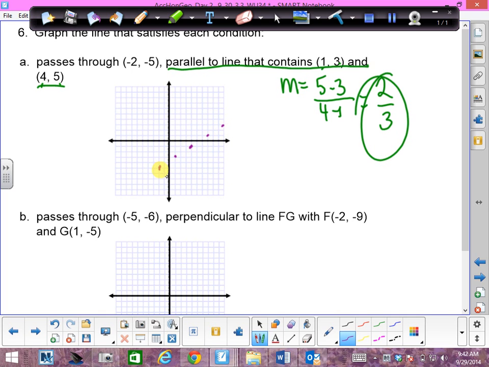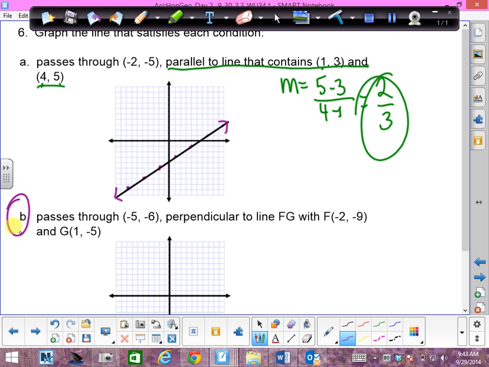Remember, we can do the opposite in terms of signs also. So I can go down 2 and back -3, so the next point would be here, down 2, back -3, and the next point would be here. Your graphs need to go across the entire coordinate plane that you're given. So we would draw a line through those. And then make sure you have your arrows on the end of your line. So that's what it would look like.